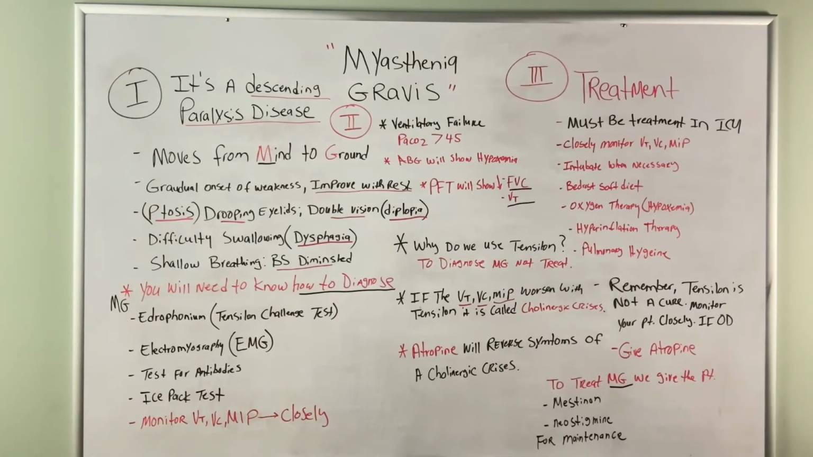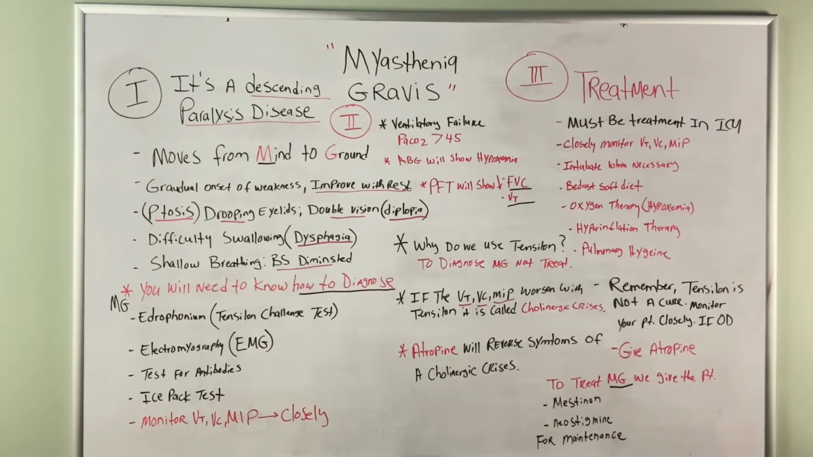Okay, guys, again, I'm working from the left to the right on the board, and our discussion is Myasthenia Gravis. This is a descending paralysis disease, which simply means that the disease moves from the mind to the ground. It has a gradual onset of weakness, and this weakness improves with rest. And you gotta pick up little keywords on the exam to help you determine which neuromuscular disease you are dealing with, all right?